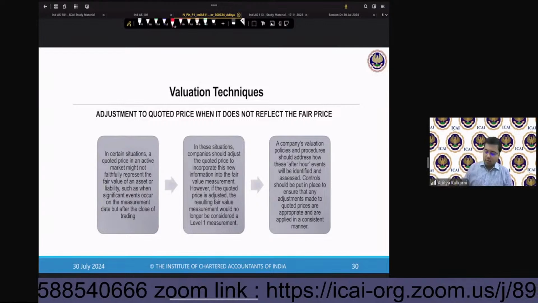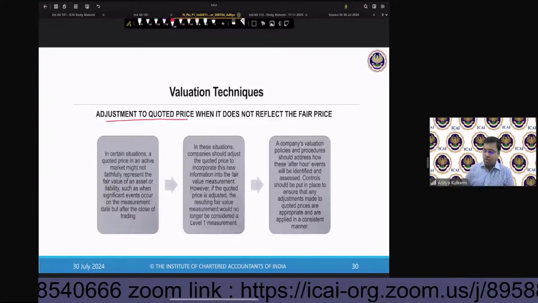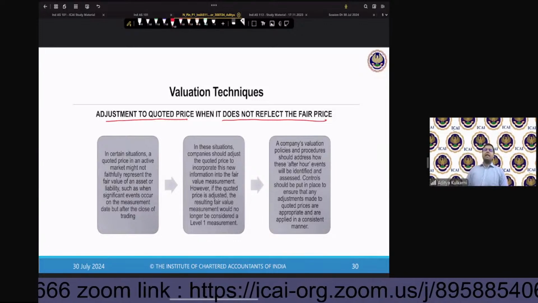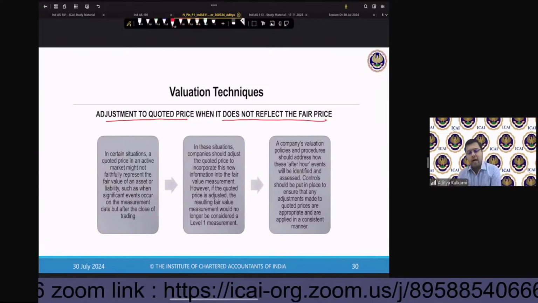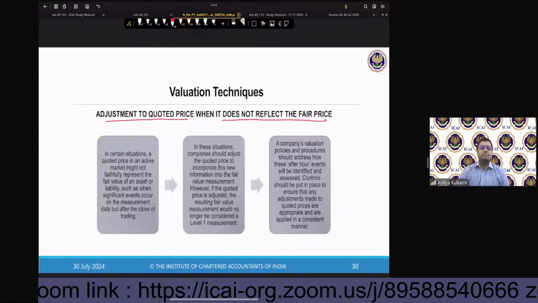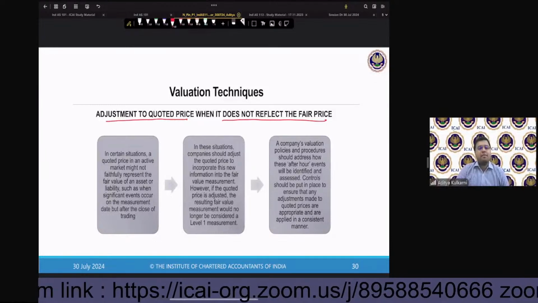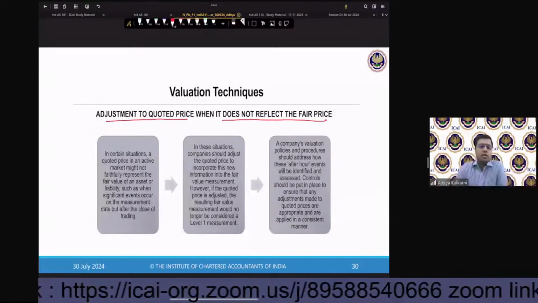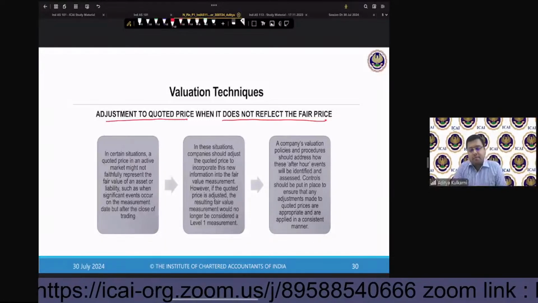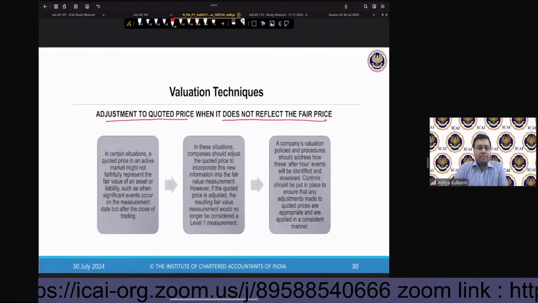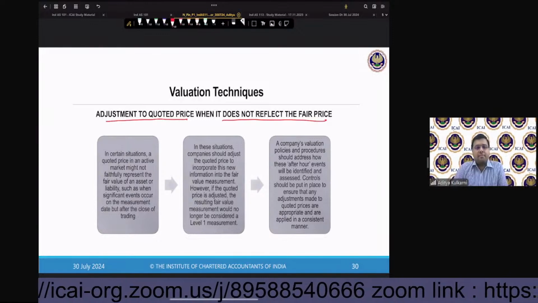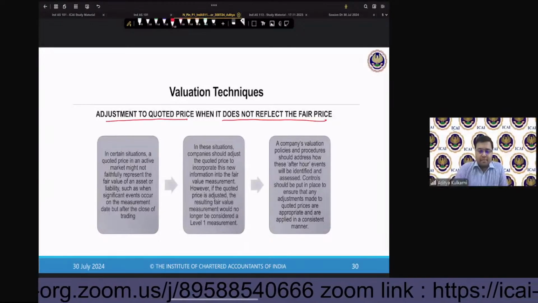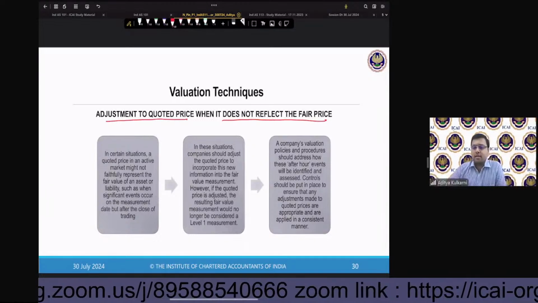Sometimes we will have to make adjustments to a quoted price when it does not reflect the fair price. Like for example, you have made a bid for a project. Now the bids are open. The bids will open at 6 p.m., and the markets close at 3:30 p.m.